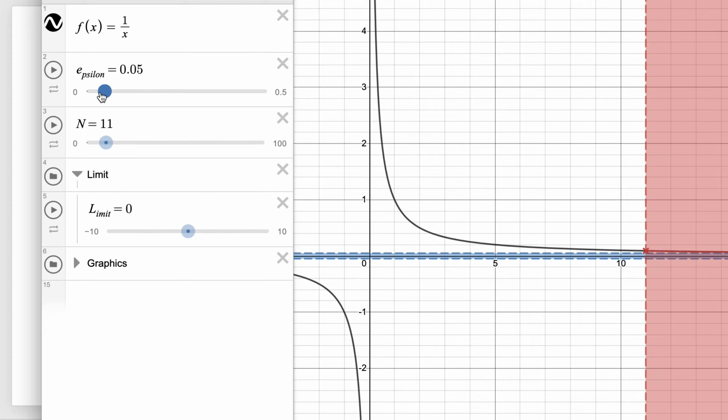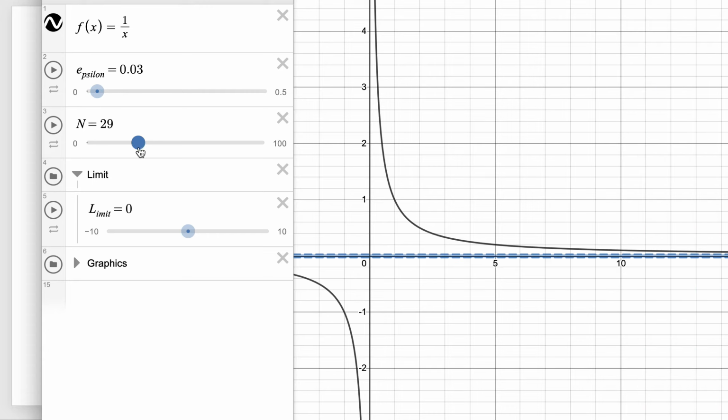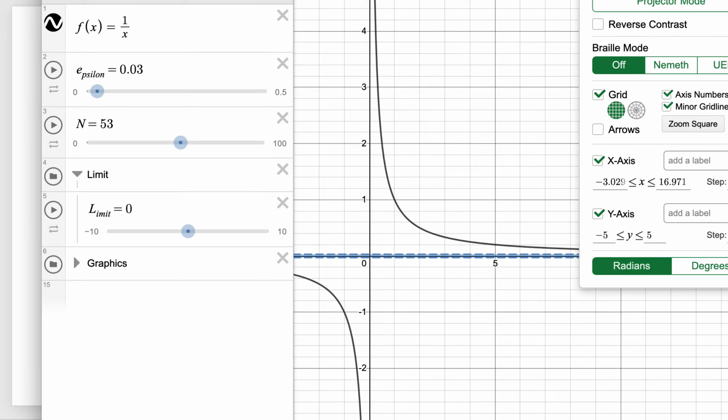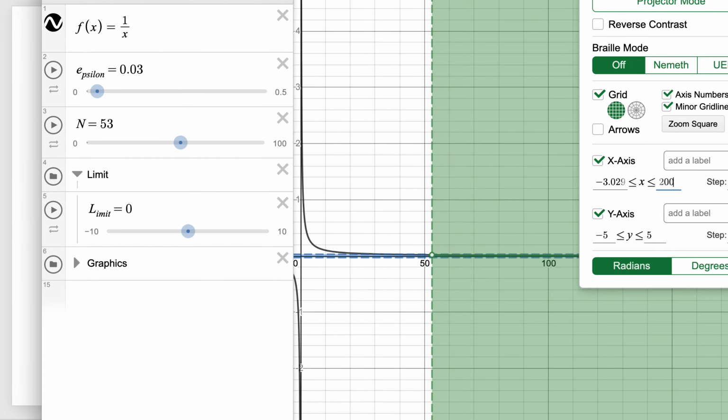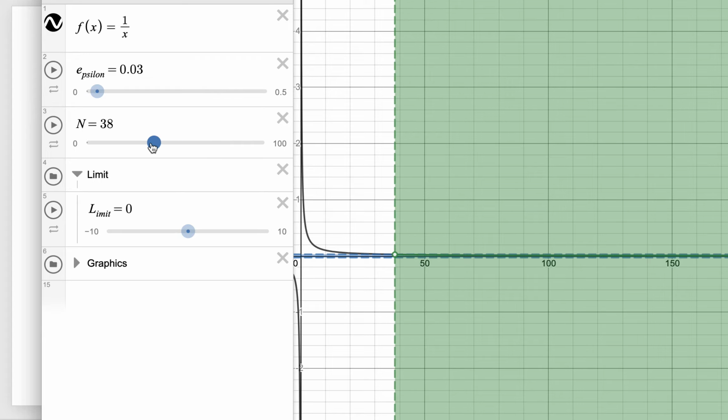So the idea is, if we can keep shrinking this down, can I keep finding numbers that work? I can't even see that, it's off the screen. Let me make my x-axis go to maybe 200. There we go. Around, it looks like 34. Once x gets bigger than 34, the y values are within that tiny epsilon band there.